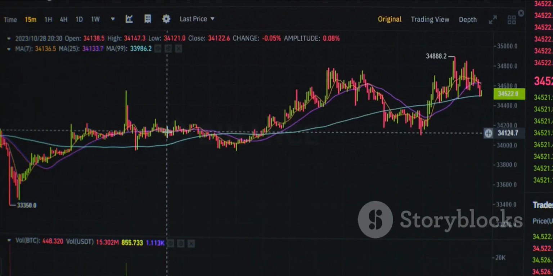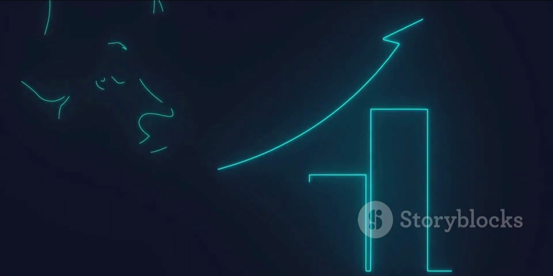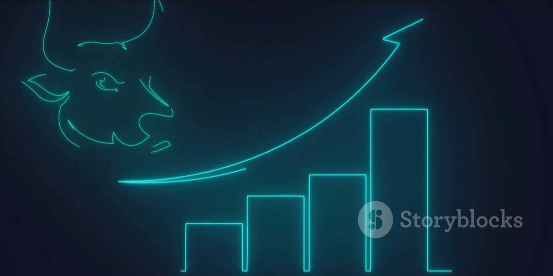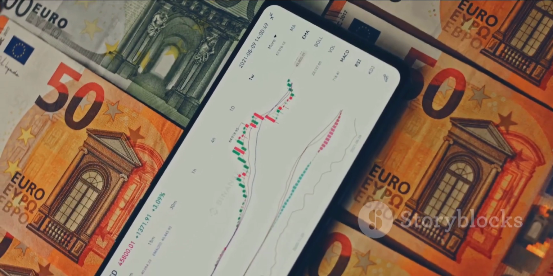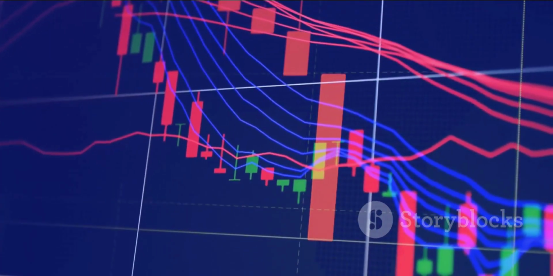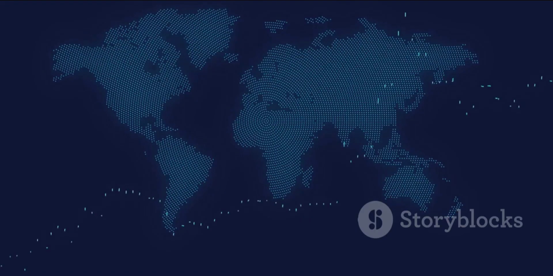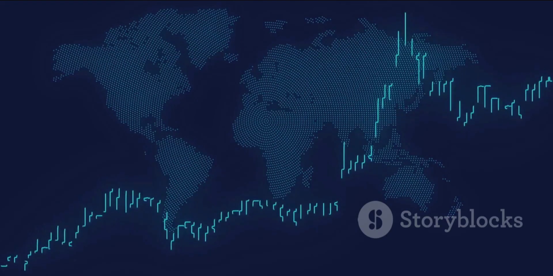Sometimes, in very strong trends, the price can walk the band. This means that in a strong uptrend, the price might repeatedly touch or move along the upper Bollinger Band. It can stay near the upper band for an extended period. Similarly, in a strong downtrend, the price might hug the lower Bollinger Band. This walking the band is a sign of a powerful and sustained trend.